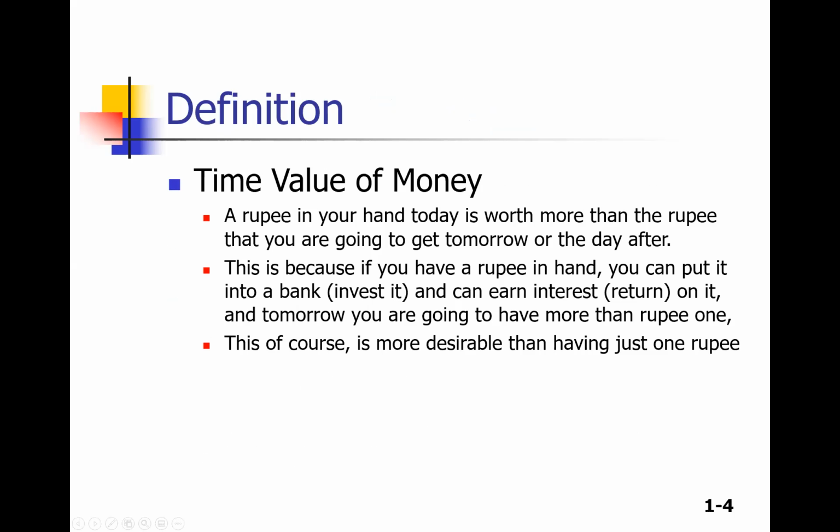Now comes the definition of time value of money. Time value of money explains that the money or a rupee you have in your hand today has more worth than the rupee you will get tomorrow. For example, you have 1 rupee today, it is not equal to 1 rupee that you will get tomorrow. Why? The reason is time and opportunity.